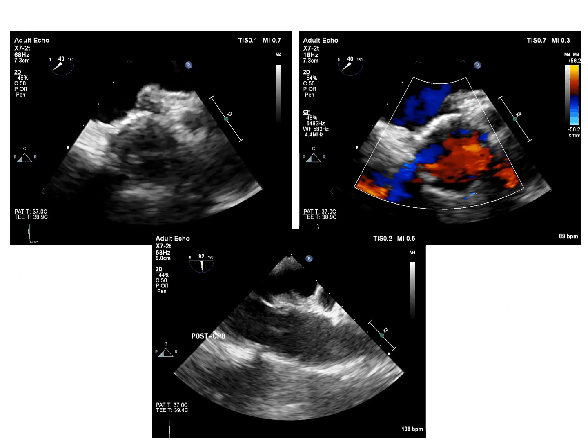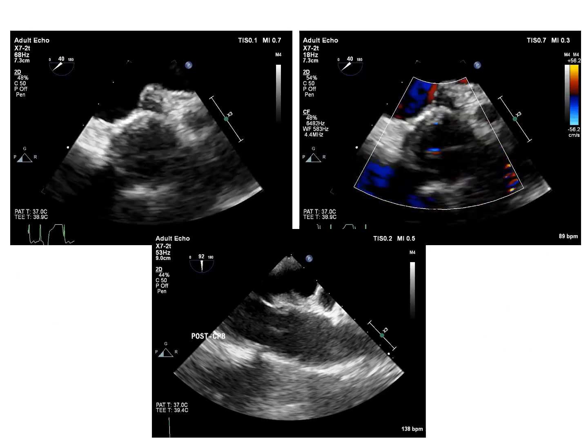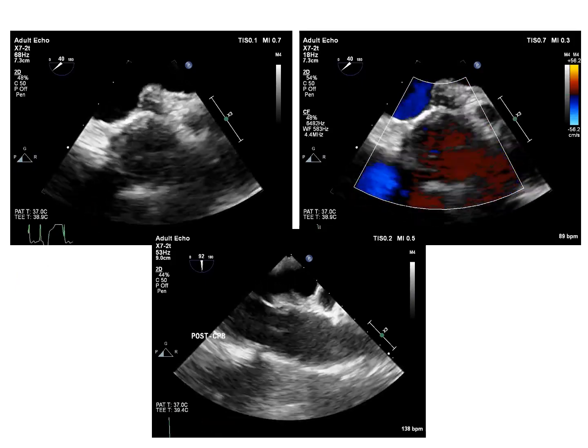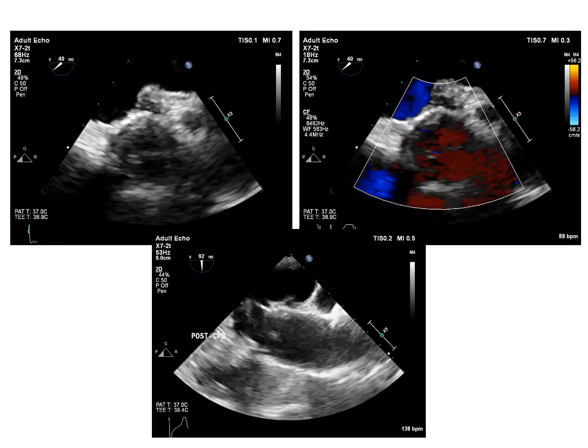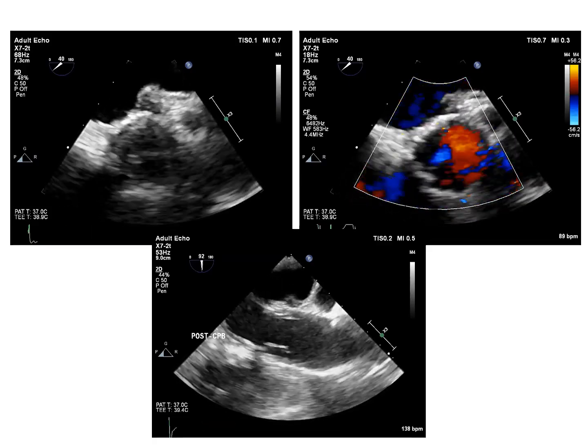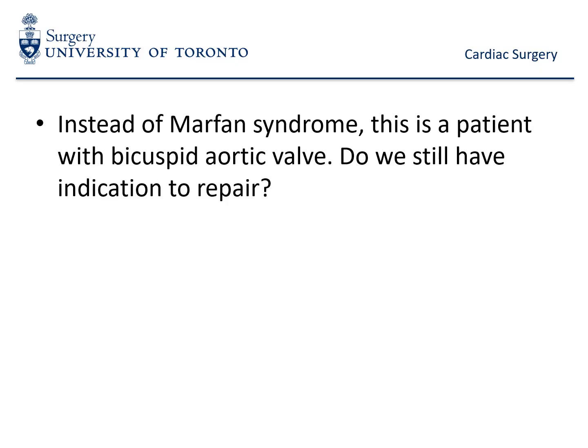So indeed, I performed a valve-sparing root replacement reimplantation technique for this young lady with Marfan syndrome with good results. So here's a twist for you. Instead of Marfan syndrome, say the patient had bicuspid aortic valve disease. At 50 millimeters, is there still an indication for repair?